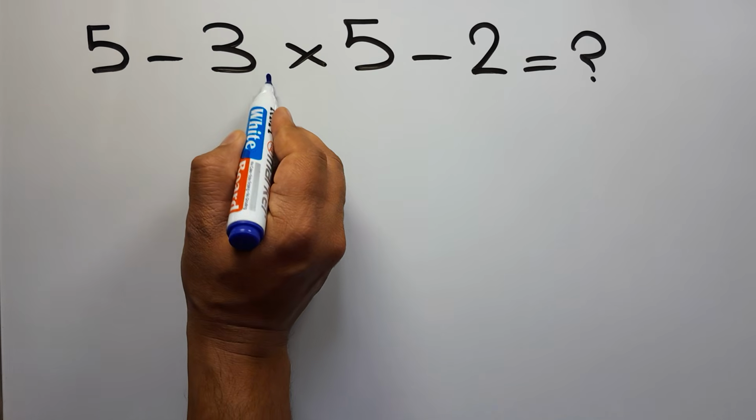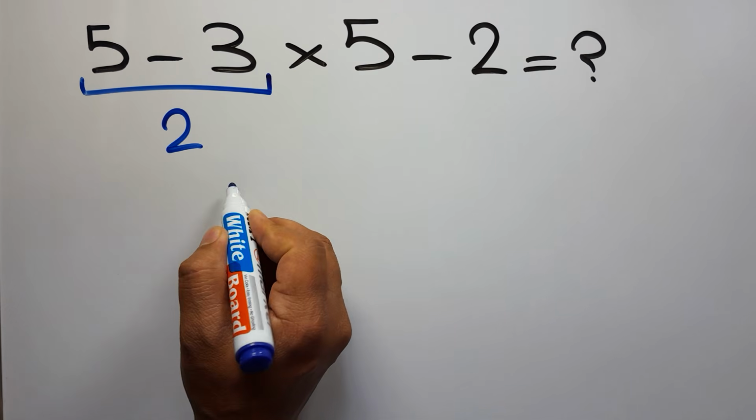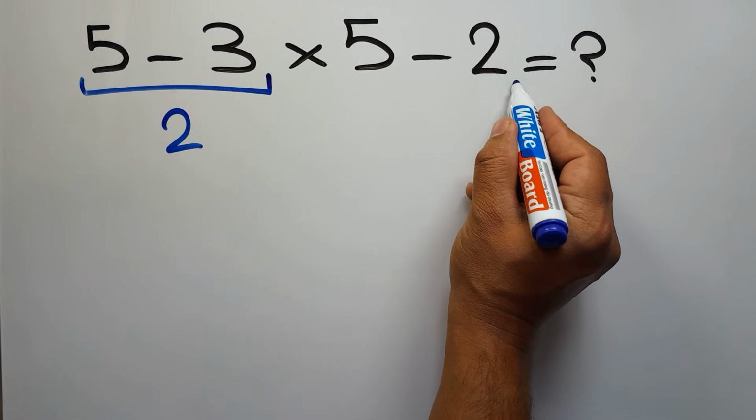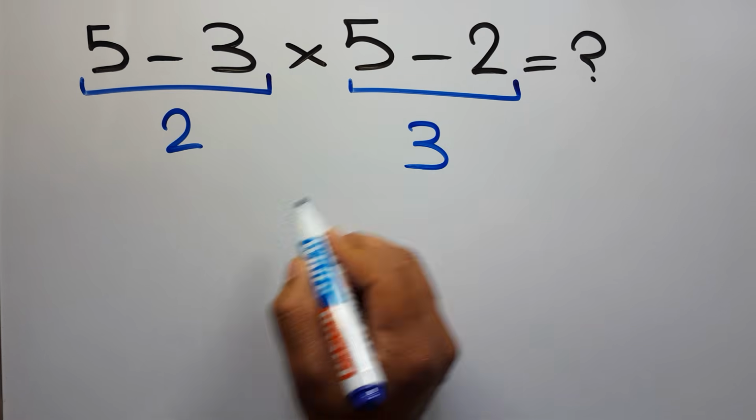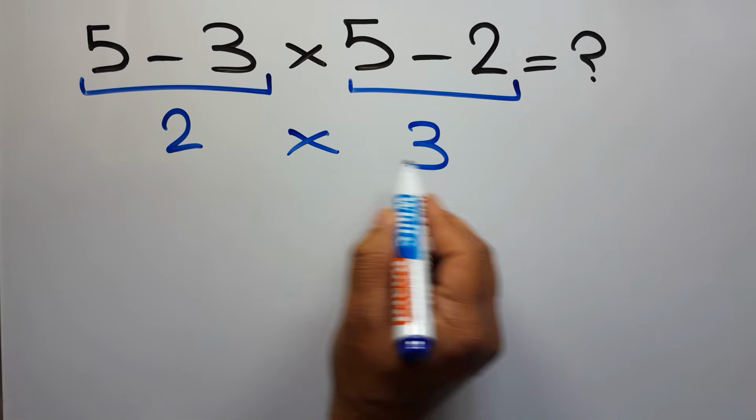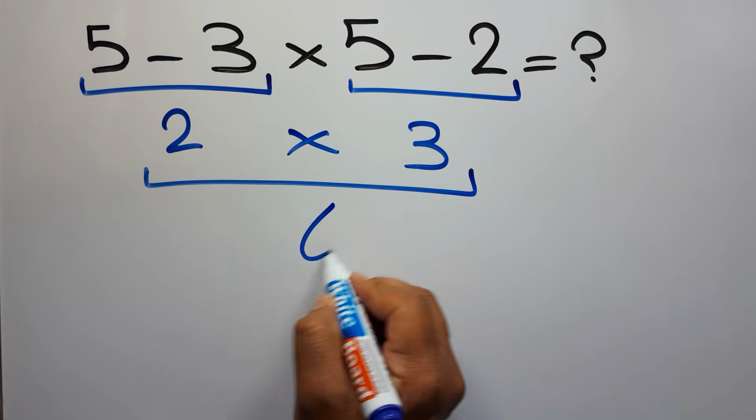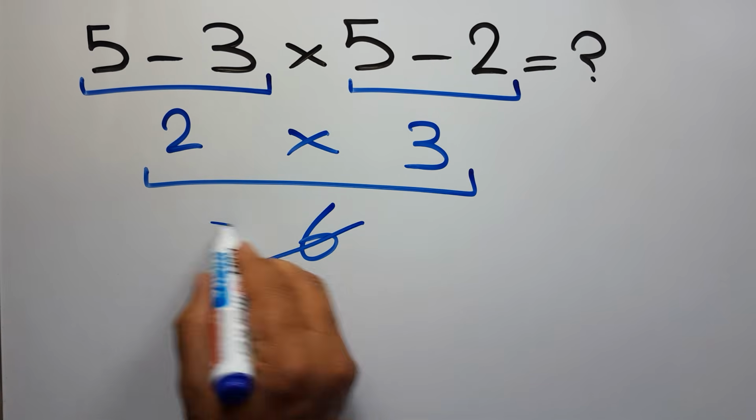5 minus 3 gives us 2. And 5 minus 2 equals 3. So 2 times 3 gives us 6. But this answer is not correct.